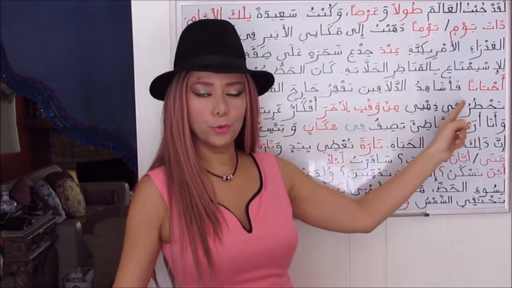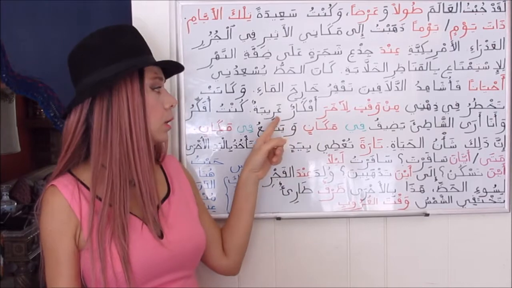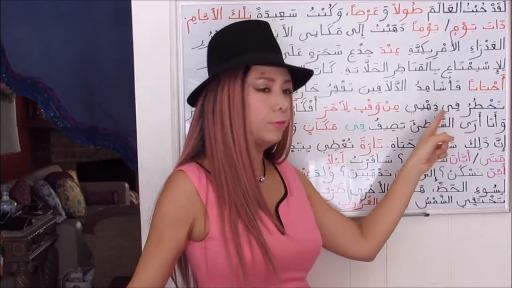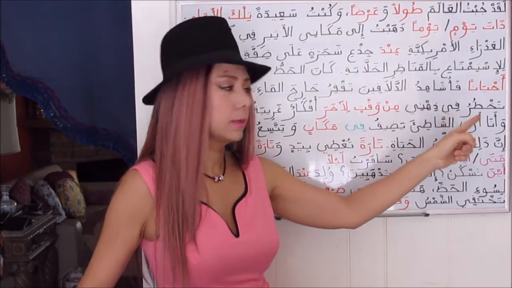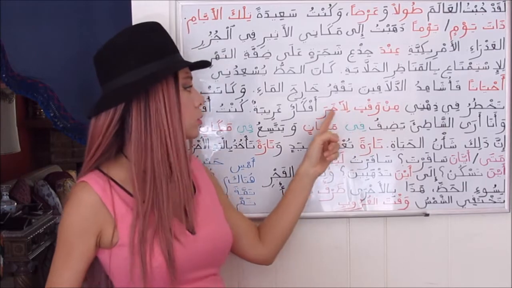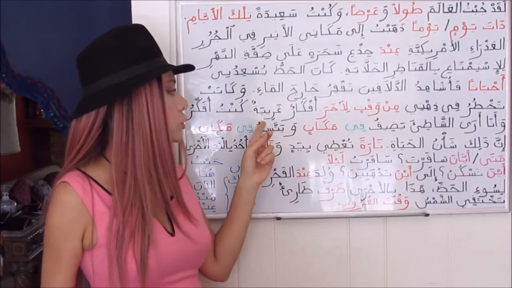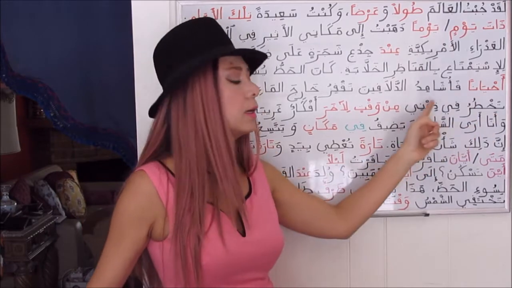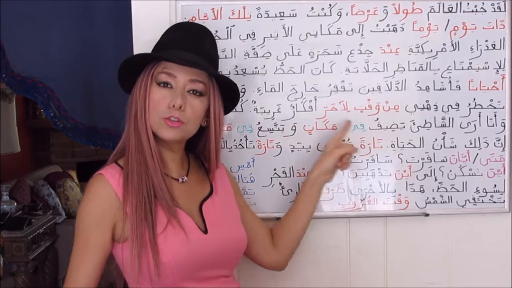كانت تخطر في ذهني من وقت لآخر أفكار غريبة. خطر في, to cross someone's mind. Strange ideas were crossing my mind from time to time. كان plus the imperfect in Arabic equals the past progressive in English. Strange ideas were crossing my mind from time, من وقت لآخر, from time to time.